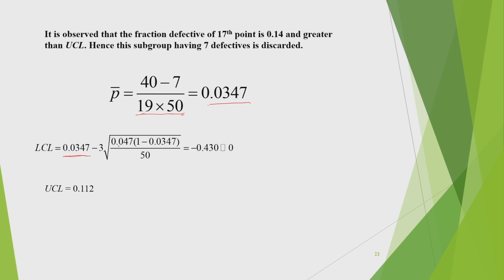So now the lower control limit will be updated. The lower control limit will be 0.0347 minus 3 under root of this much. Again, suppose it is coming negative, and then the upper control limit comes here. The formula is actually this one: under the square root, it is P bar into 1 minus P bar divided by N, where N is the sample size 50, P bar is 0.0347, and the bracket is 1 minus 0.0347.